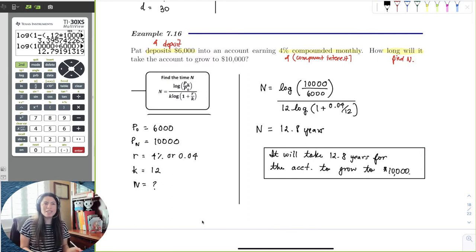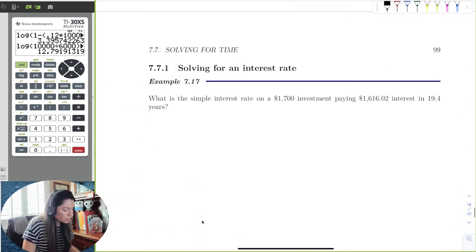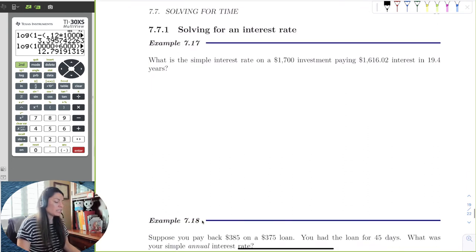Okay, not too bad. So the formula itself is not bad. We're just plugging and chugging like usual. It's the scenario that always is the most important. So solving for an interest rate. So now what we're going to be doing is solving for R. So before we knew how long our loan is, or how long we're saving. Now we're going to actually try to find the rate.